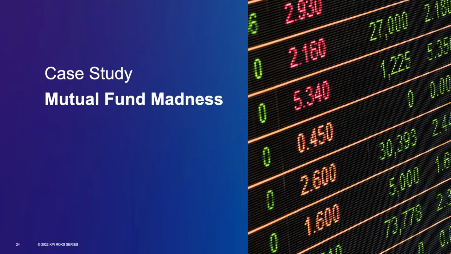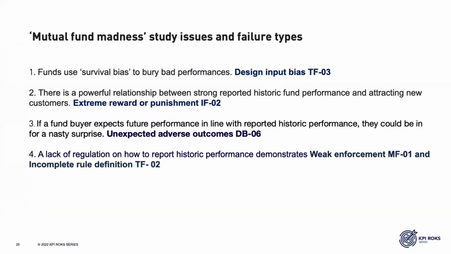Okay, so in this case study, someone is managing your funds. We can look at these targets and incentive approach from the Rocket technique. What are the issues based on the diagnosis I showed you before? We can see some issues and failure types from the study. The first one: the funds use survivorship bias to hide very bad performances, and here we go through the design input biases. This is from one of the points I showed before.